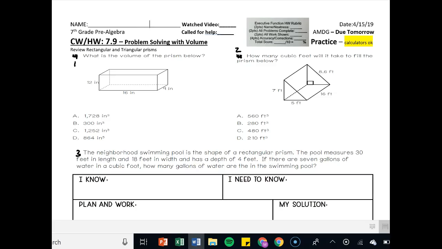So if you had difficulty with the homework and you wanted to review how we did some notes, or you were out and you needed to do this, this is the video for you. So it's problem solving with volume. The first couple of problems are simply problems with volume.